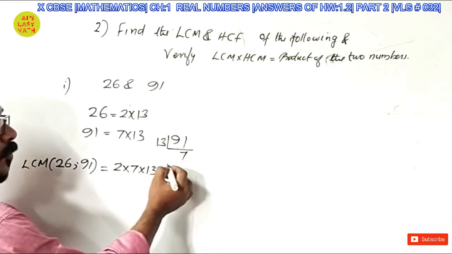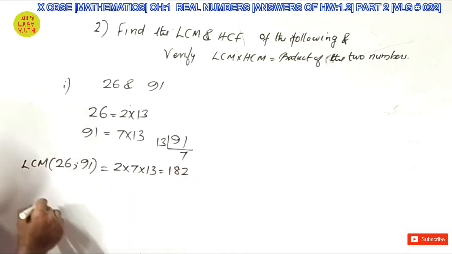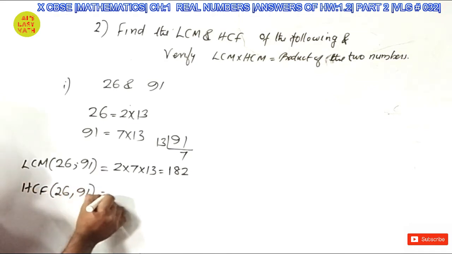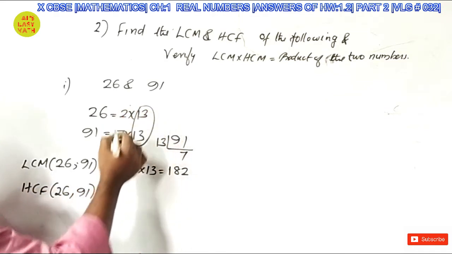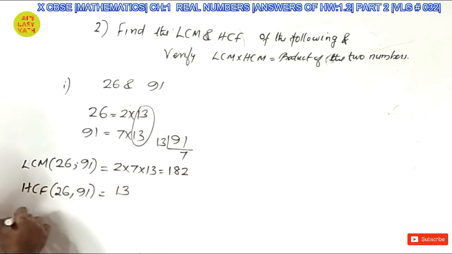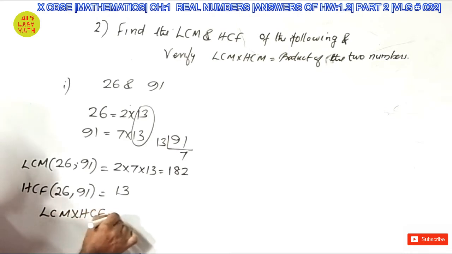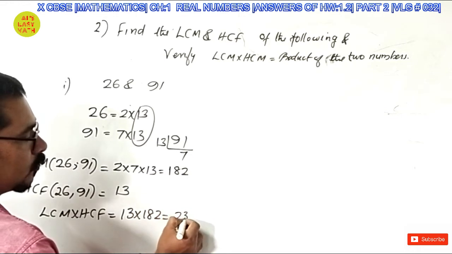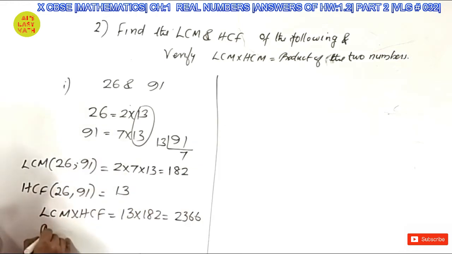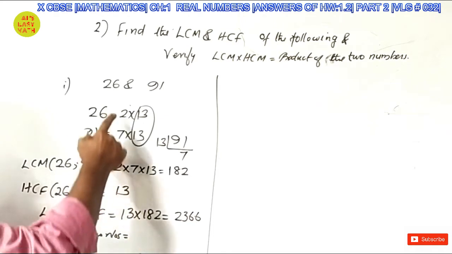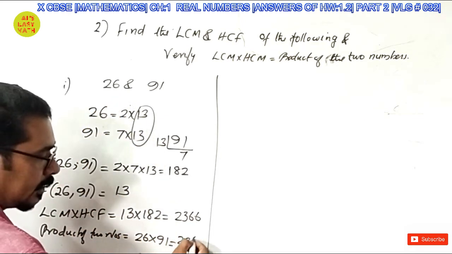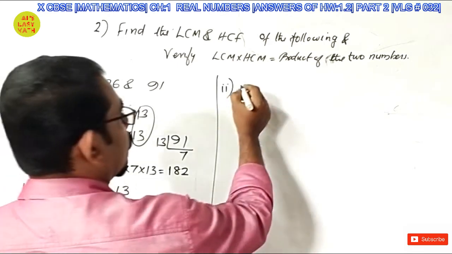So it will be 182. HCF of 26 and 91: common factor, only one common factor, 13. So LCM into HCF equals 13 into 182, which is 2366. Product of the numbers: 26 into 91 equals 2366. Okay, very good.